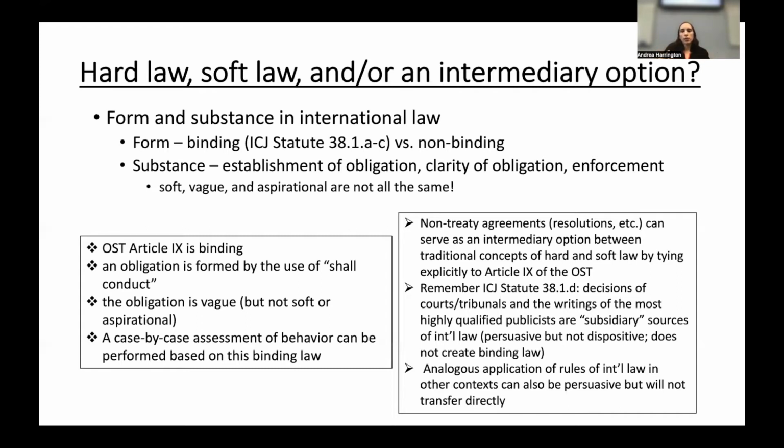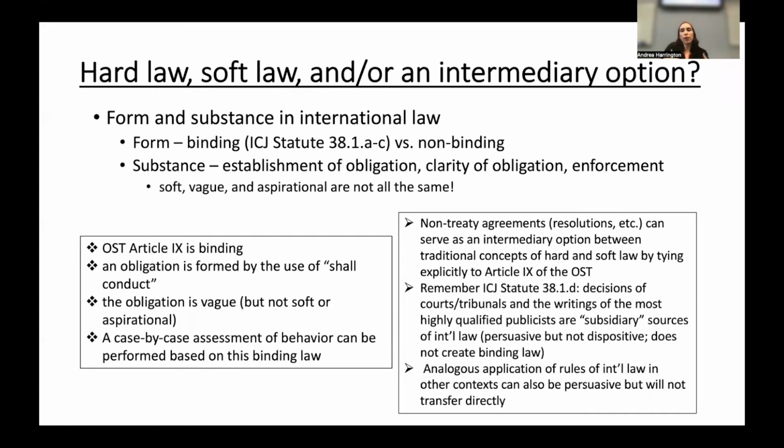So the substance is what establishes an obligation, how clear that obligation is, right? What the parameters of that obligation are, and whether or not there's any enforcement available specifically with regard to that provision or those provisions. So importantly, think about the fact that the terms soft, vague, and aspirational are not all the same. Usually if we're talking about something that's soft law, you're saying it's coming from a non-binding source.